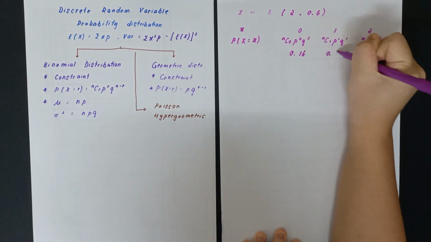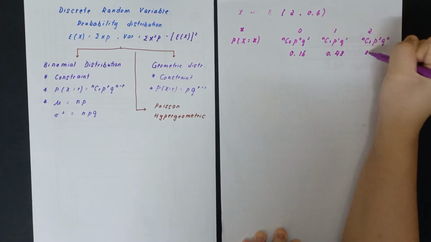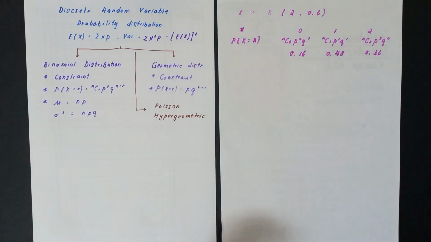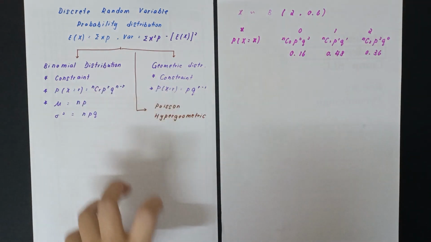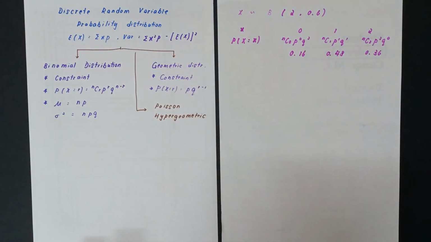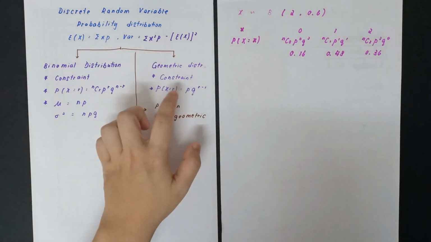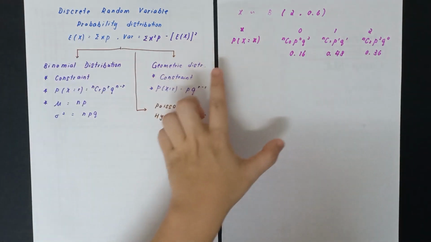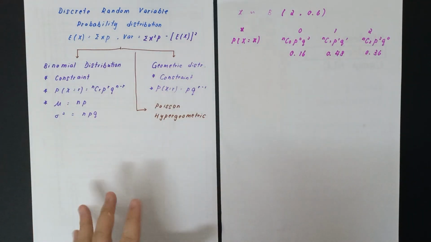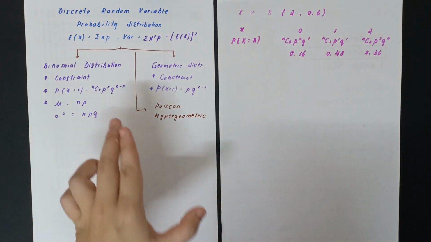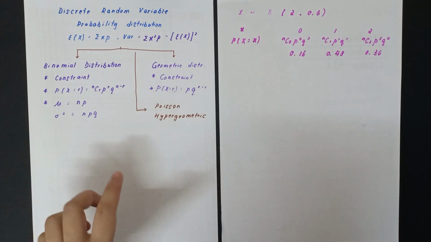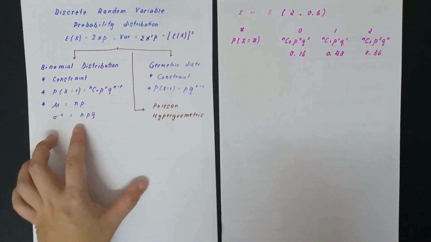To make it quicker. What I'm going to show is what I said just now: binomial distribution and geometric distribution are special distributions under discrete random variable. If these two are subsets of discrete random variable, then we must be able to get exactly the same answer no matter whether we use this formula or this formula.